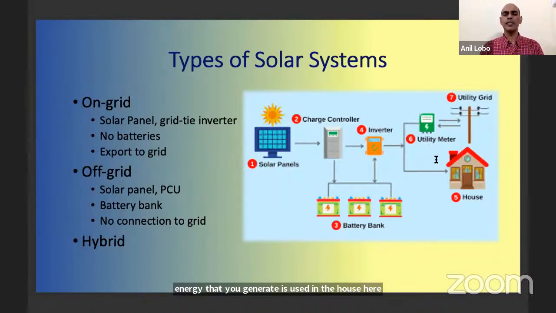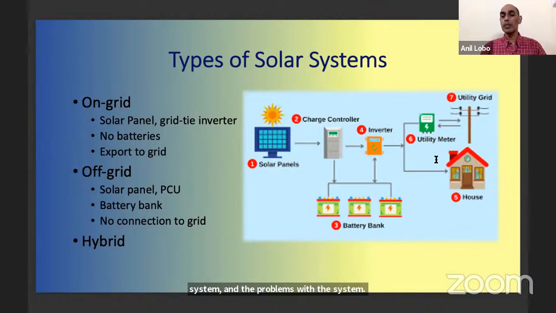Here, designing is very important. Because imagine if you design a system to generate 3 kilowatts of energy, but you need 5 kilowatts. The system will trip because you're pulling in more than you're generating. Similarly, if you install a 10 kilowatt system and you need only 2 kilowatts, you're generating surplus power, you're overcharging your battery, and you're wasting money and wasting resources. So a hybrid system solves the problems of the on-grid system and the problems of the off-grid system.